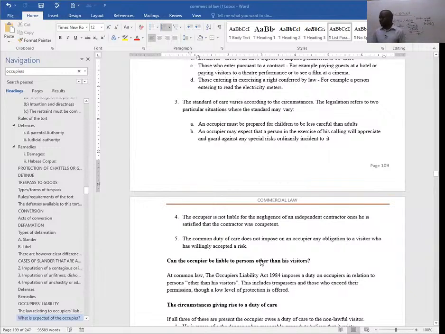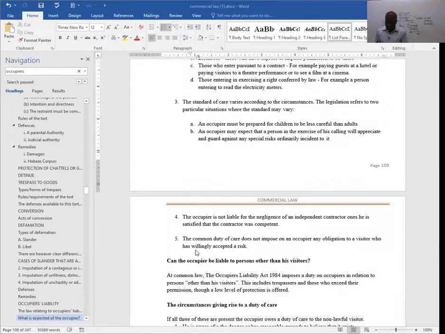So the occupier is not liable for the negligence of an independent contractor once he is satisfied that the contractor was competent. The occupier of the premises cannot be held responsible for accidents or failure of safety measures that arise out of the negligence of an independent contractor. For example, if a supermarket has pillars inside, and one of the pillars falls on a customer, the supermarket cannot be held responsible if it hired the services of a qualified independent engineer. So this engineer was qualified to build the pillars in the supermarket. If the pillar becomes faulty, the person who can be held responsible should be the independent contractor and not the occupier or the supermarket.